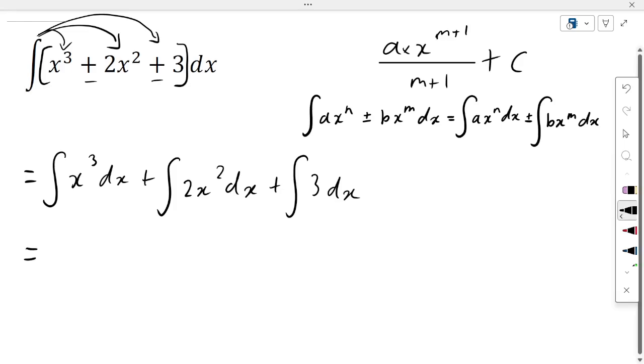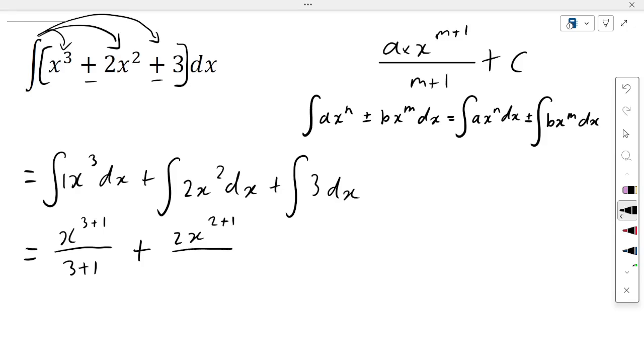So we're just going to integrate all of this. The integral of x cubed with respect to dx is going to be, we can see the coefficient is 1, so that's just going to be x to the power of 3 plus 1, raised to the power of 3 plus 1, divided by 3 plus 1, plus the integral of 2x squared with respect to dx, so that's going to be 2x to the power of 2 plus 1, all divided by 2 plus 1, plus, and then we're going to have 3.